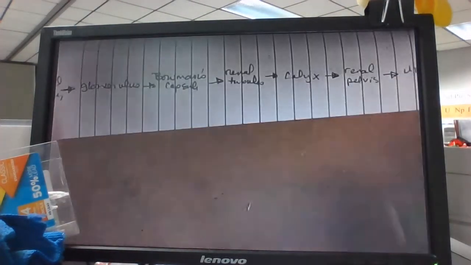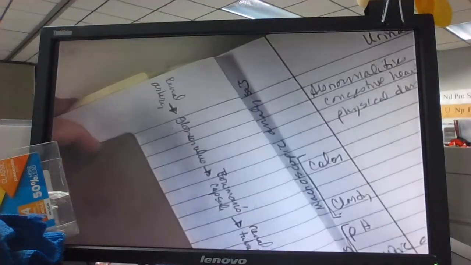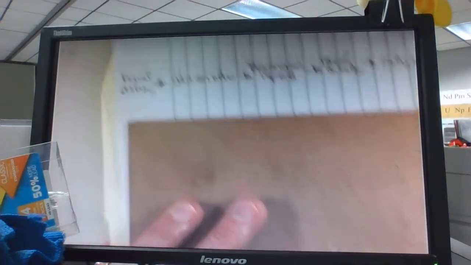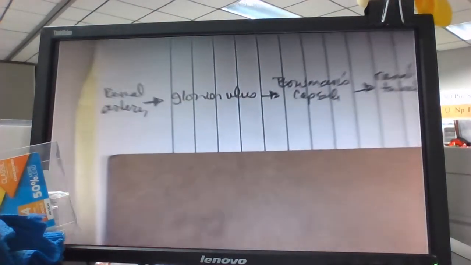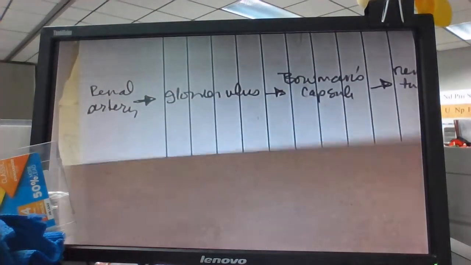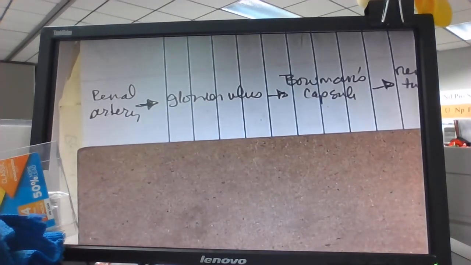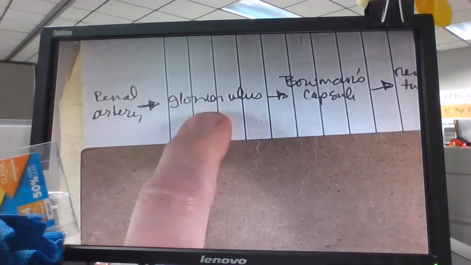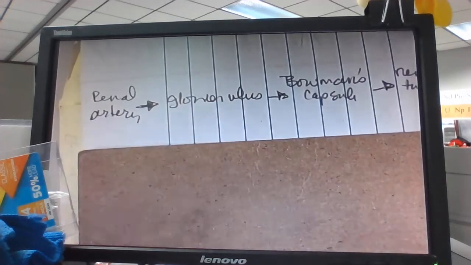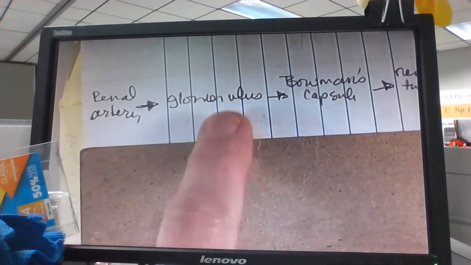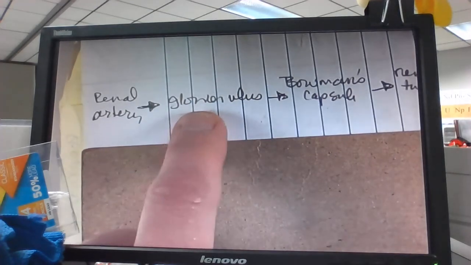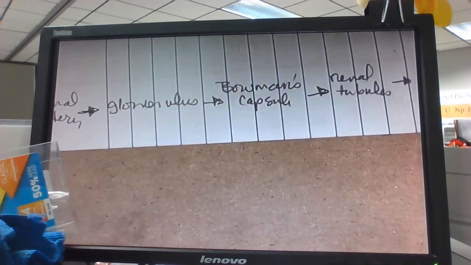So I've got my notebook turned sideways here so I can fit all this in there, because this is the path through our urinary system. So we're starting with the renal artery. It's dropping off that blood to be filtered, and it's going to be filtered by the web of capillaries called the glomerulus that's in the Bowman's capsule.